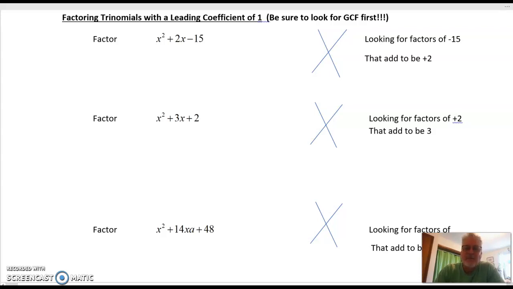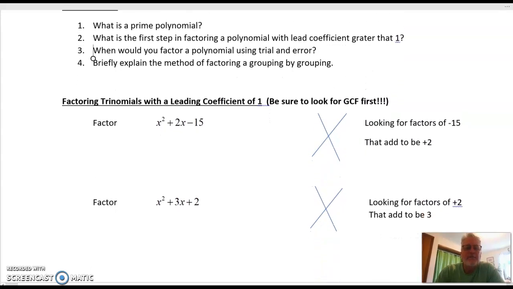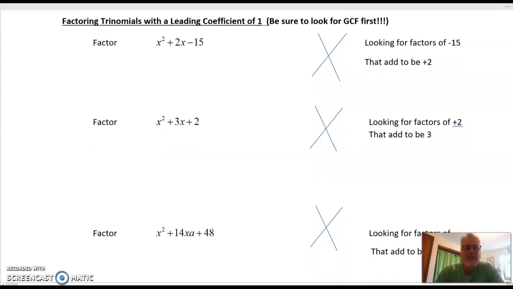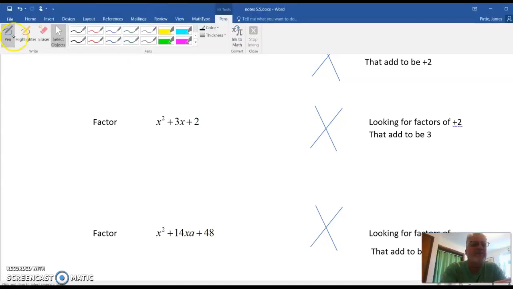So, anyway, we're going to jump right in here. We're going to start talking about factoring polynomials. Tonight, it's just factoring trinomials with a leading coefficient of 1. That means there's a 1 out in front of the leading term. The way we're going to do this is kind of the opposite of FOIL, the opposite of multiplication.